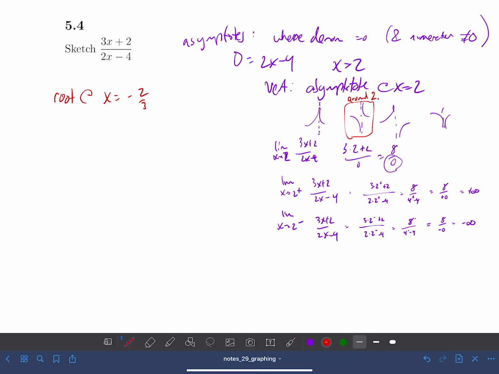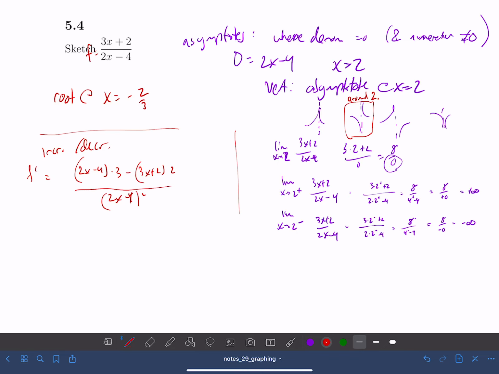Let's play with the increasing, decreasing nature of this function, shall we? So we're going to have to play with the first derivative. So f prime is equal to 2x minus 4 times 3 minus 3x plus 2 times 2 over 2x minus 4 squared. Low d high, minus high d low, draw a line, square below.